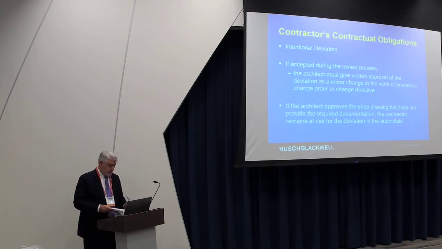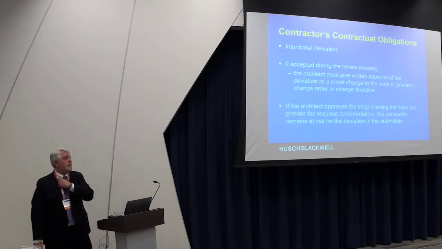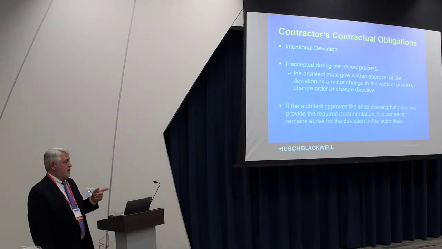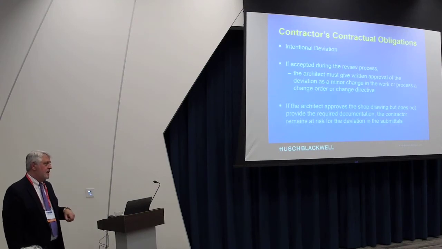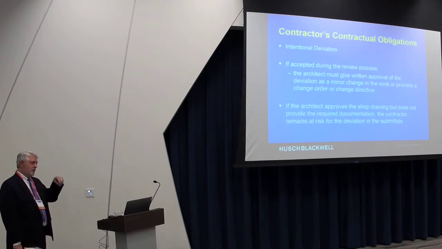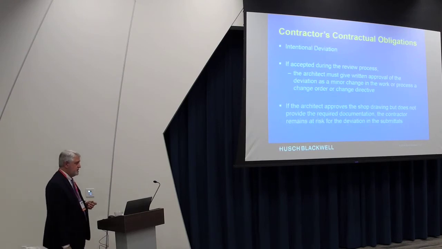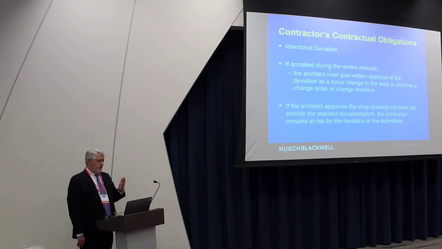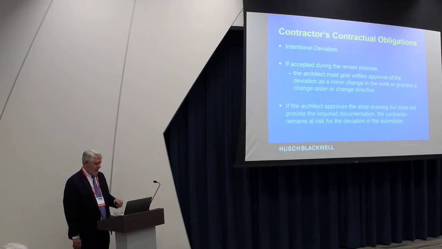If I could interrupt. Sure. I believe the language in the documents says that the contractor has to notify the architect of the deviation. Right. And the architect then is providing written approval. You're absolutely right. It does say he's required to put the architect on notice that it is different than what's called for in the plan specifications, which is different than just getting it wrong, because sometimes you get a deviation and it's just wrong. This is by intent. Yeah, thank you.